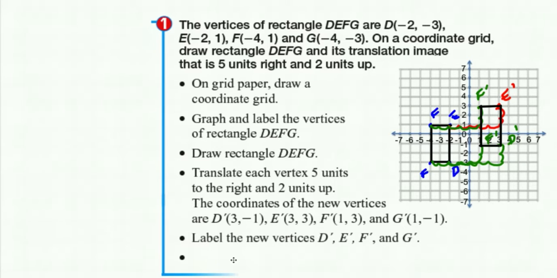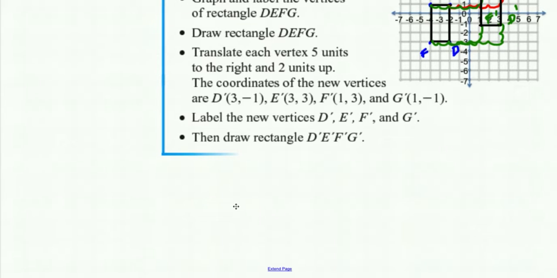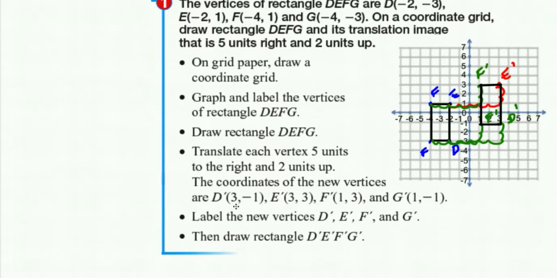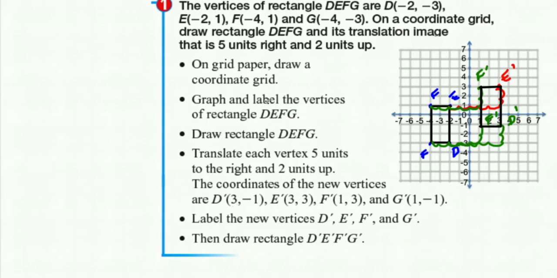Okay. So label the new vertices F prime, E prime, D prime, and G prime. The new rectangle will be rectangle D prime, E prime, F prime, and G prime. Okay. So that is how you translate that rectangle 5 units to the right and 2 units up.